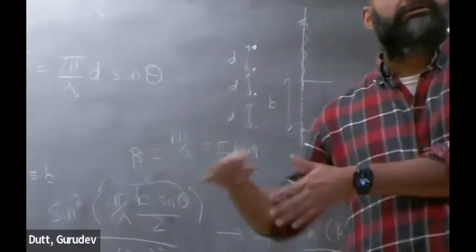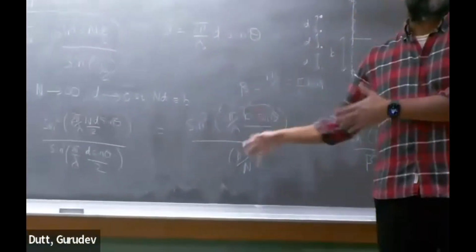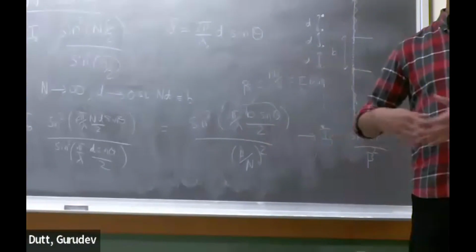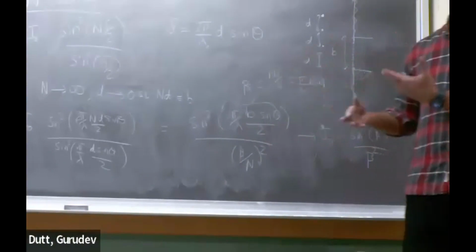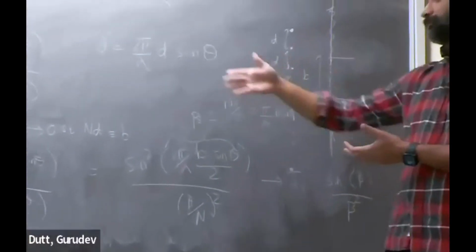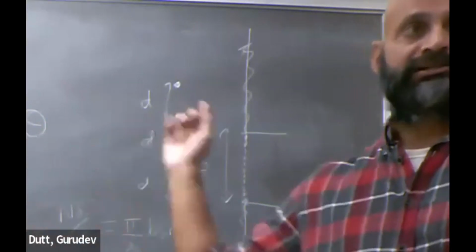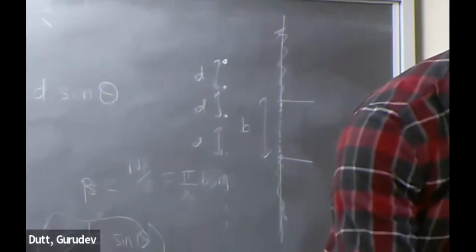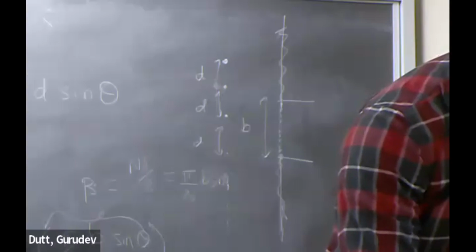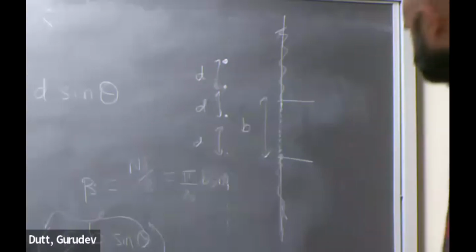I basically hand waved this process into existence, but you can prove it by taking the integral formula. Instead of doing this as the sum with n going to infinity and d going to 0, I can break up the slit into small strips, do the integral, and I'll get the same answer that I just got. Okay, the last thing I want to quickly go over is, sorry.